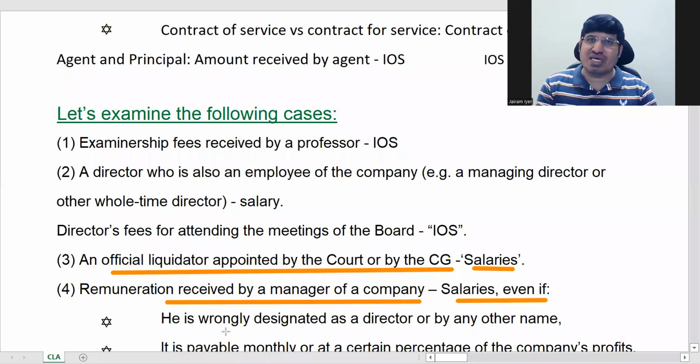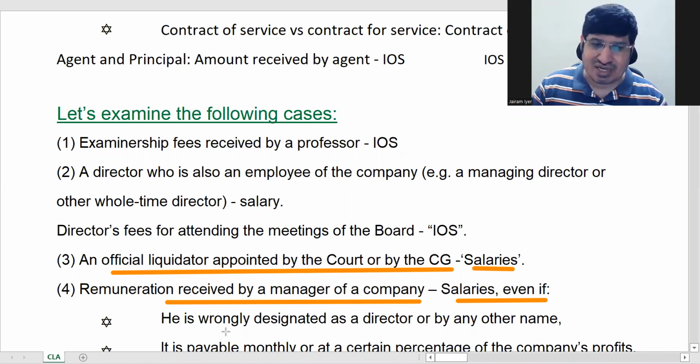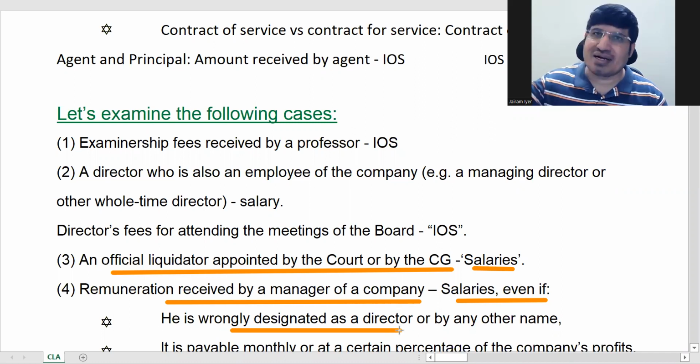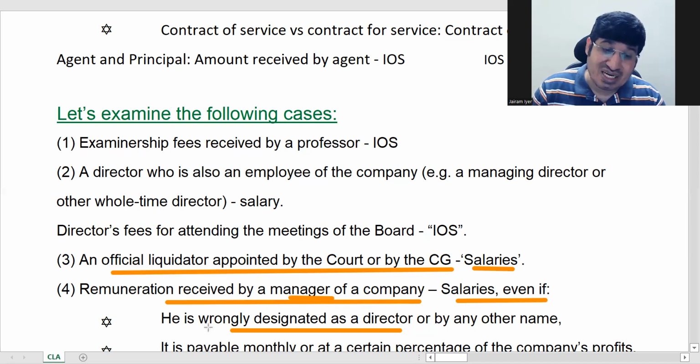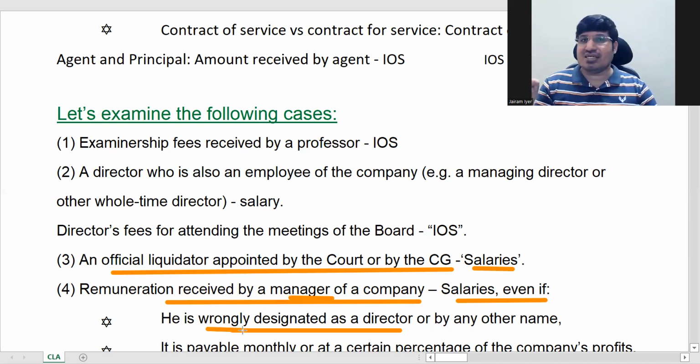Nowadays you would be seeing that companies use many fancy designations, correct? Even a normal analyst, they call research analyst or something, many fancy names are being used nowadays. So just by the designation, you cannot derive anything. Even if he's designated as a director, they have just given some name as director, but he's working as a manager, doing the functions of a manager only, then it will be salaries. So if in any problem the word wrongly designated comes, then find out what the correct designation is. And based on the correct designation, you have to find out whether it should be salaries or not salaries.